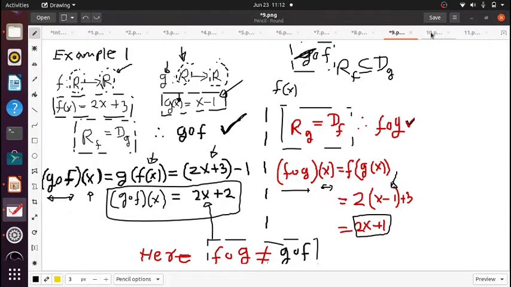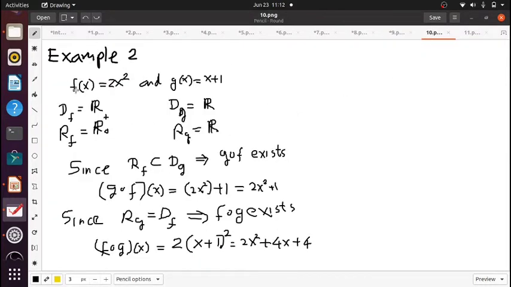Okay, we'll look at another example. Now in this example, you can see here that f of x is 2x squared. Only the rule is given here. In this example, only the rule is given.